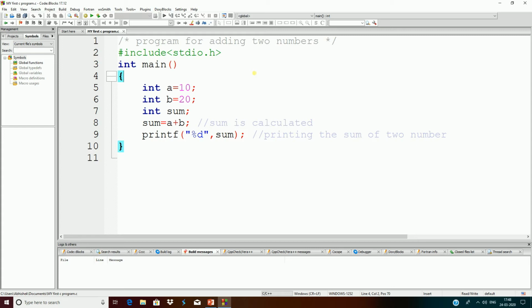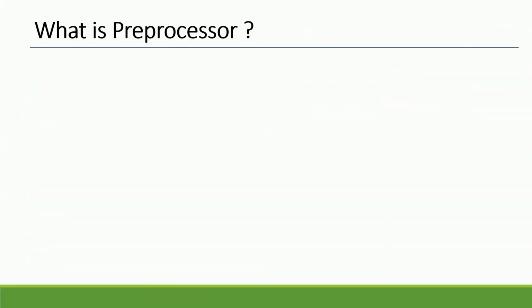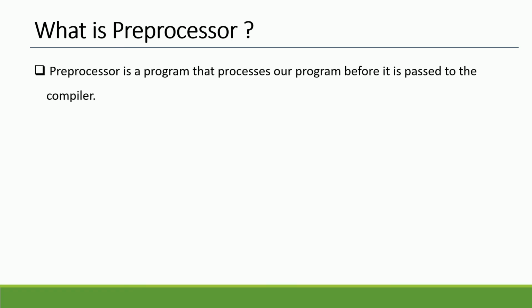But before that we're going to talk about what the preprocessor is. So let's move to the preprocessor. A preprocessor is a program that processes our program before it passes to the compiler. That simply means that a C program is first passed through another program called the preprocessor and then it is passed to the compiler. I will explain this with a diagram.